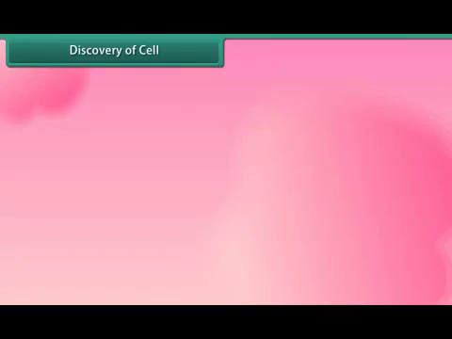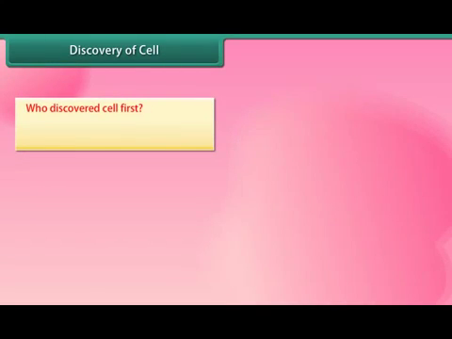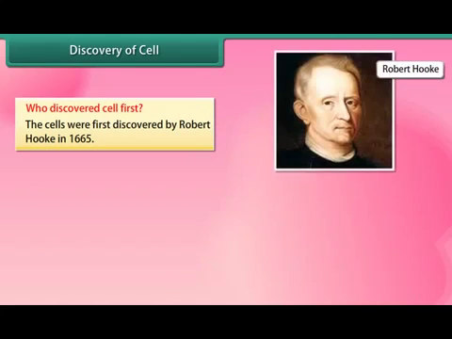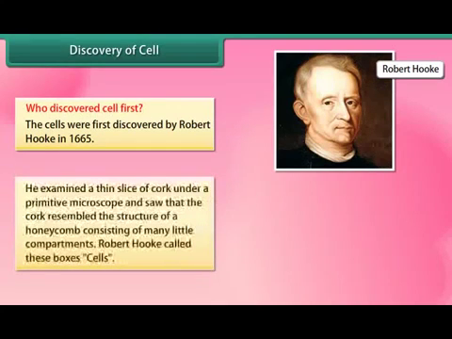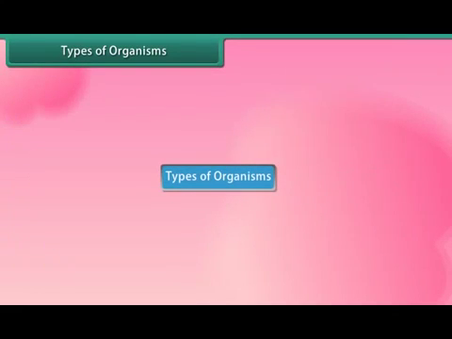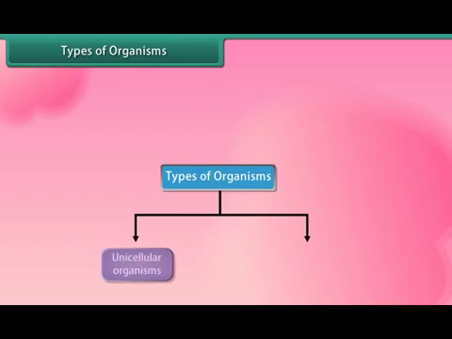The discovery of cell. Who discovered cell first? The cells were first discovered by Robert Hooke in 1665. He examined thin slices of cork. Types of organisms: unicellular organisms, multicellular organisms.